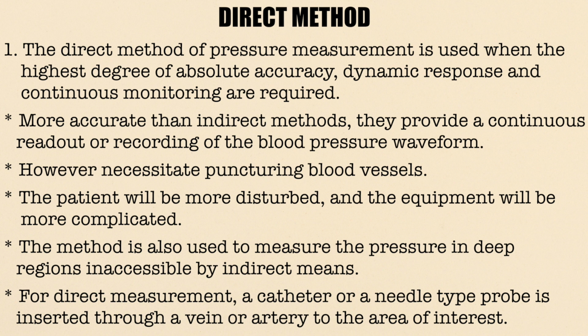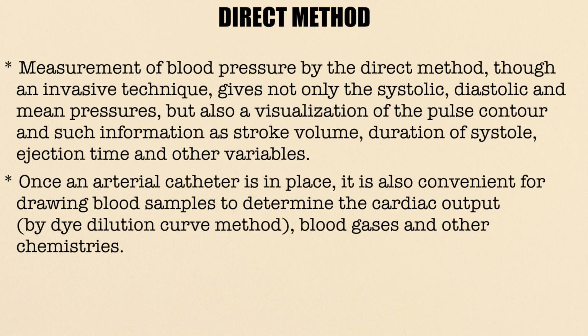of interest. Measurement of blood pressure by the direct method, though an invasive technique, gives not only the systolic, diastolic, and mean pressures but also a visualization of the pulse contour and such information as stroke volume, duration of systole, ejection time, and other variables. Once an arterial catheter is in place, it is also convenient for drawing blood samples to determine the cardiac output, blood gases, and other chemistries.